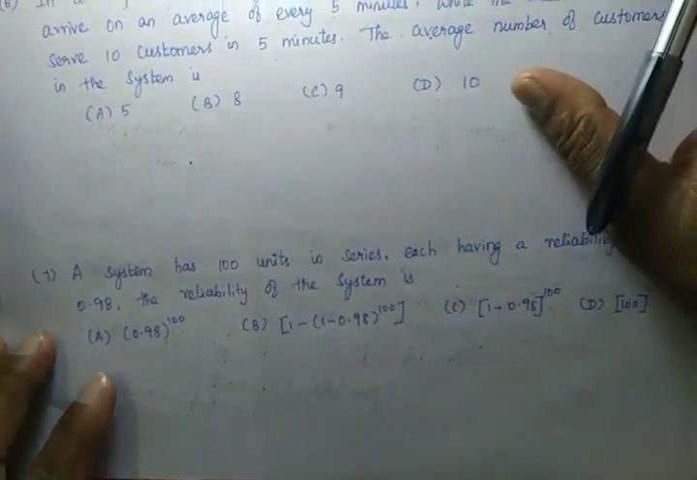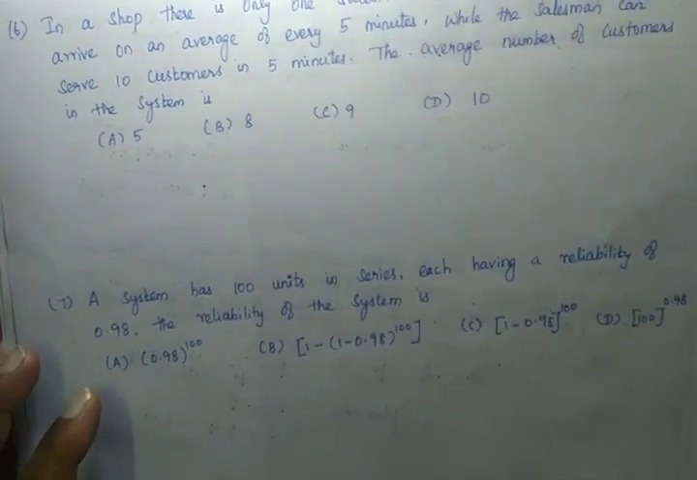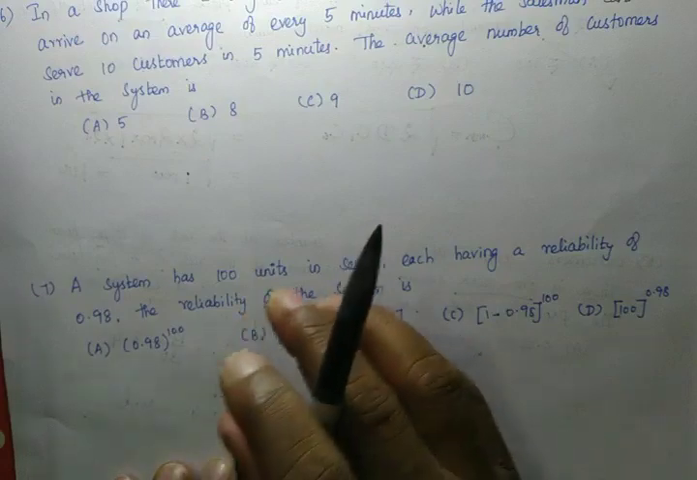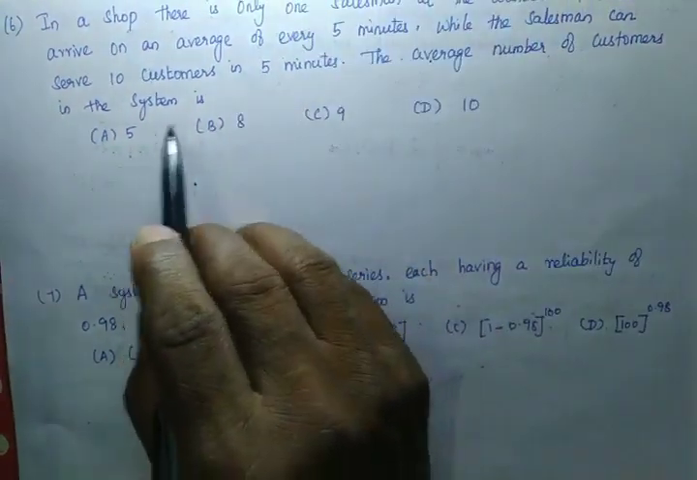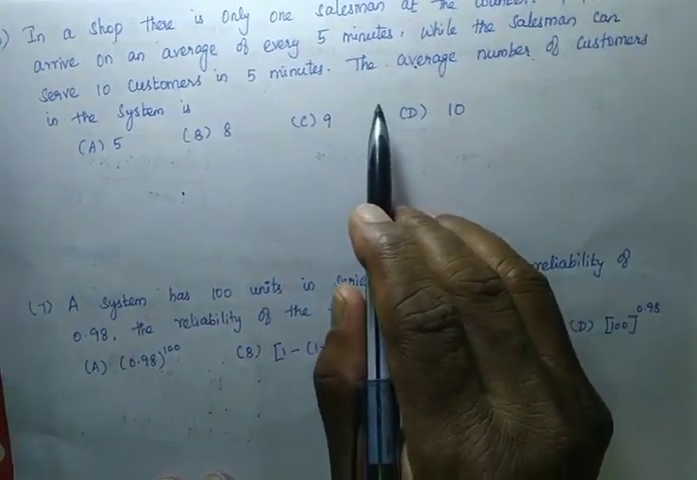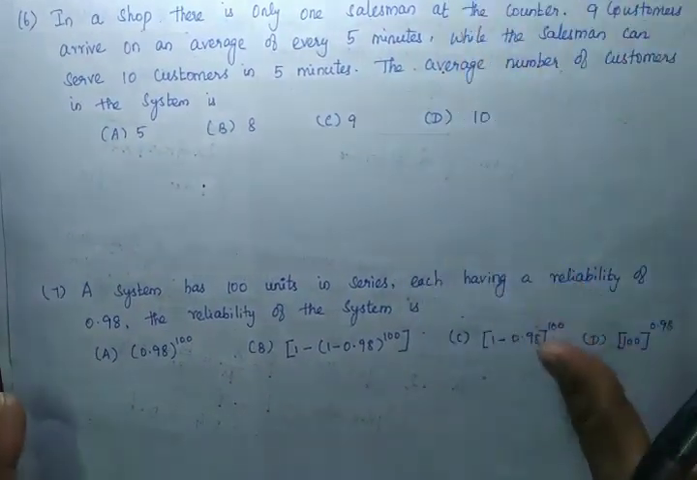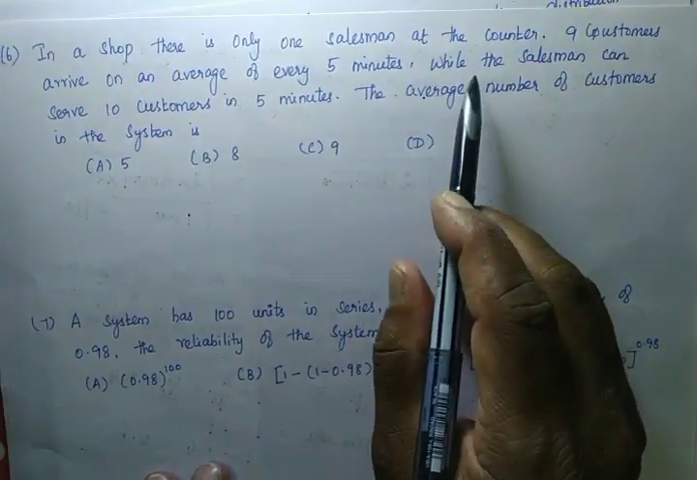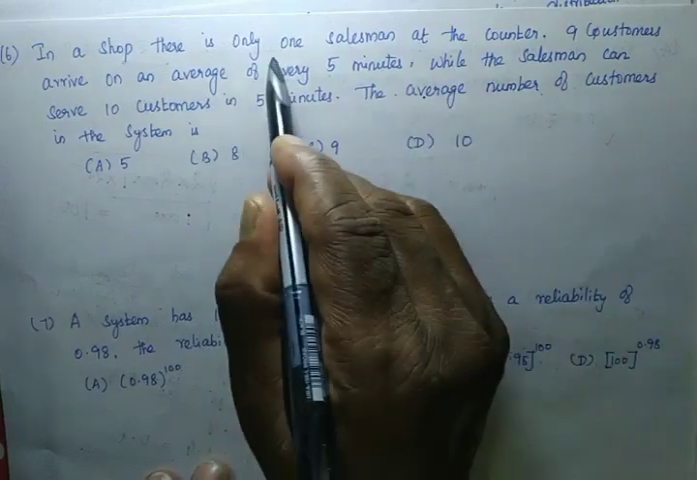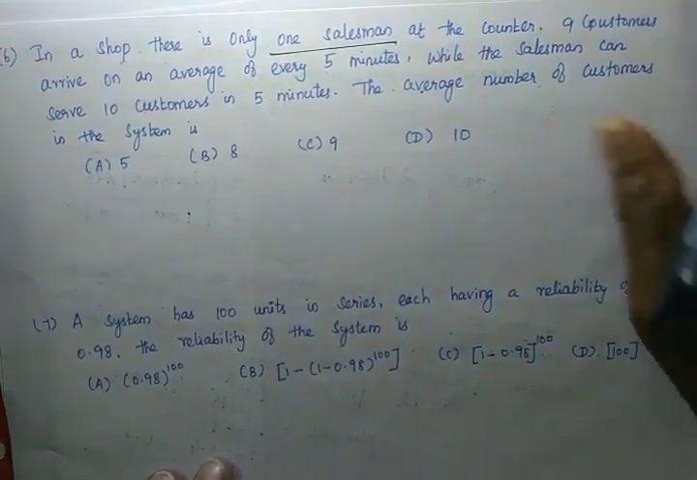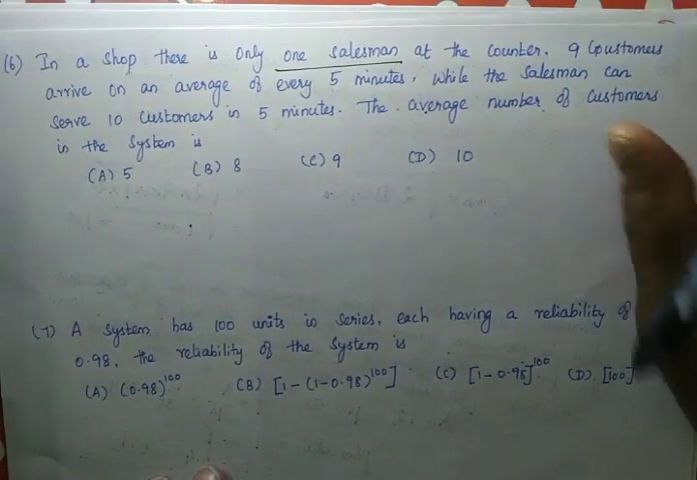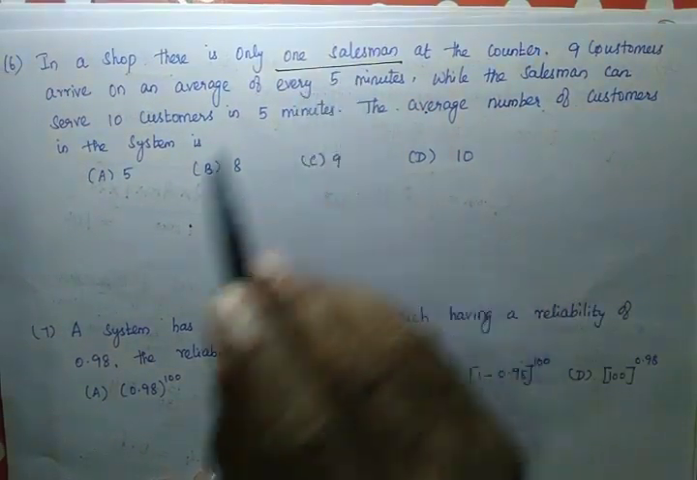The next. I am seeing more questions on queuing theory; yesterday we had seen more questions from game theory and TP. That's the reason in part 2 we are discussing more from the queuing theory part. Here in a shop there is only one salesman at a counter, which indicates a single server. One server, one clerk, one salesman. These questions indicate a single server problem.